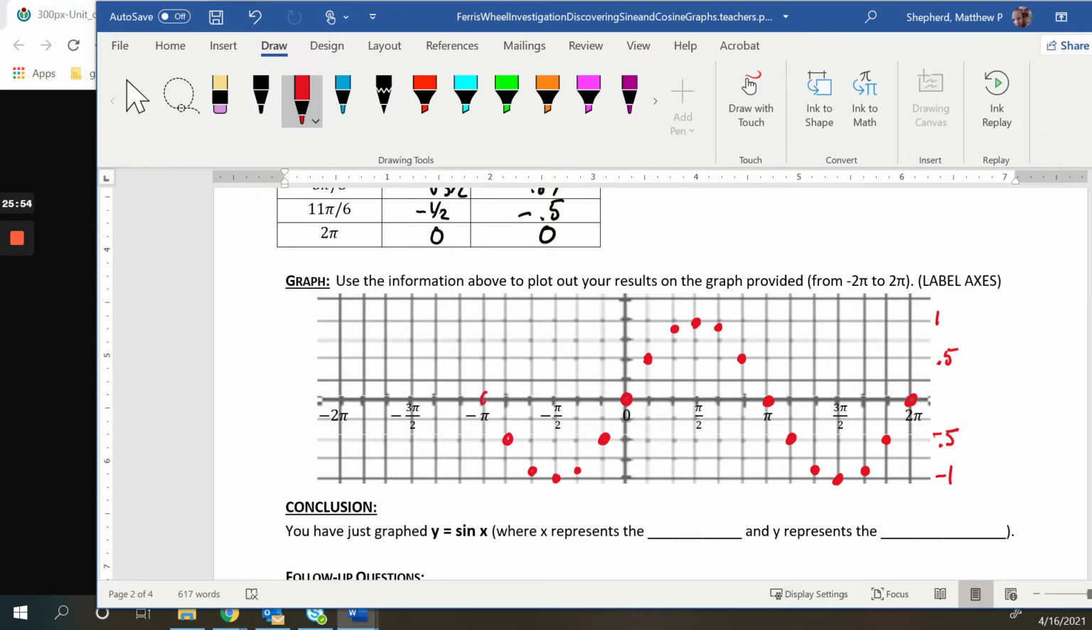Negative 0.5, 0, at 0.5, 0.9, 1, 0.9. Now we're going to start going back down because we reached our peak at 1, then a half, and then back down to ground level. Now, this graph is y is equal to sine of x. This is how we graph it.